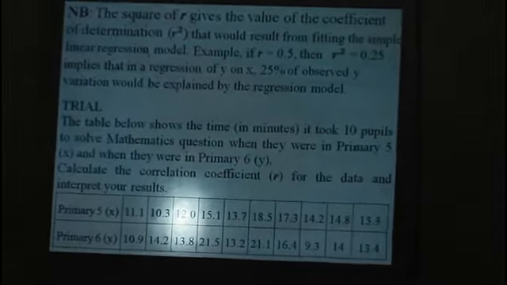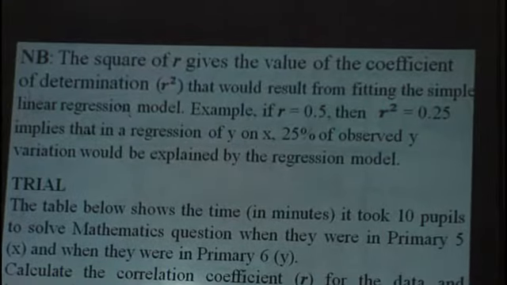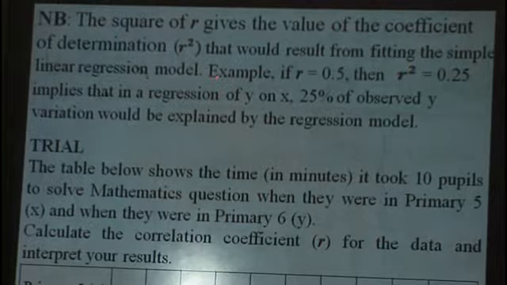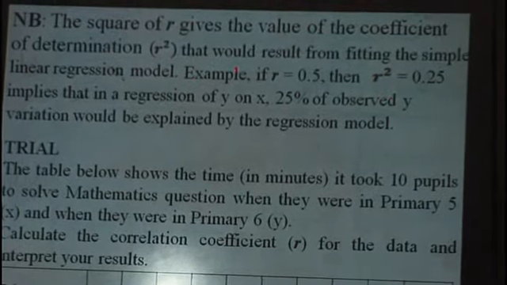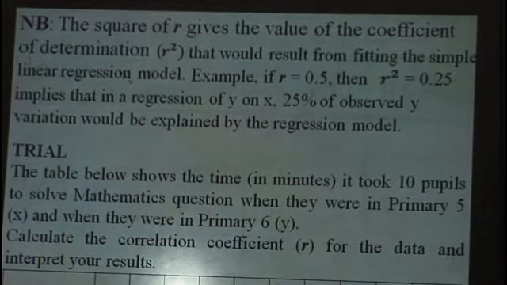Now there are some points to note. Here, the square of r gives the value of the coefficient of determination. Now this term will be used under regression. And whenever you square the Pearson's product moment correlation coefficient, you end up getting the coefficient of determination.